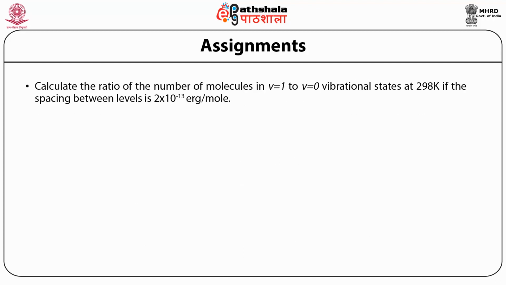Calculate the ratio of the number of molecules in nu equal to 1 to nu equal to 0 vibrational state at 298 Kelvin if the spacing between the levels is given to be 2 into 10 to the power minus 13 erg per mole.